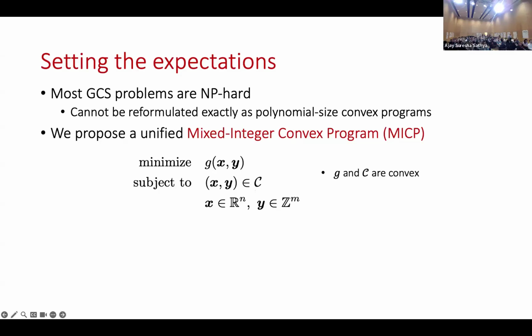which is convex, and some constraints, represented by the set C, that are also convex. Part of the variables are real, so continuous, and part of the variables are integer. So this models the discrete part of our problem. This is a non-convex problem just because some of the variables are integer, right? Otherwise, everything is nice and convex.